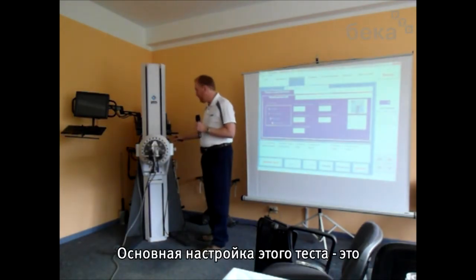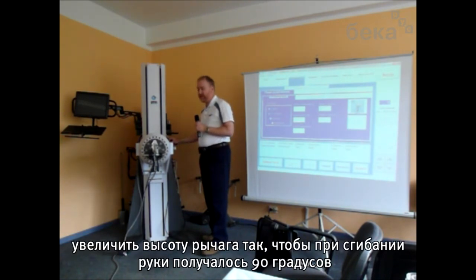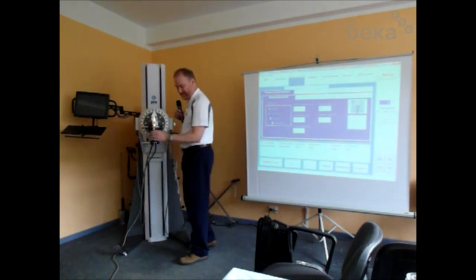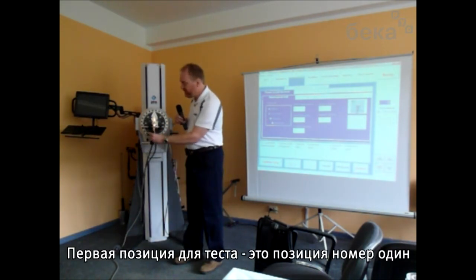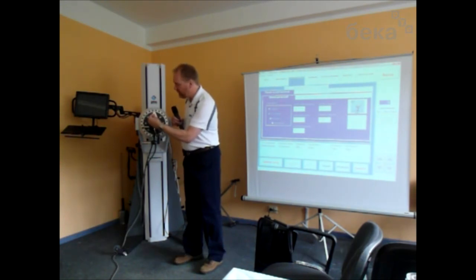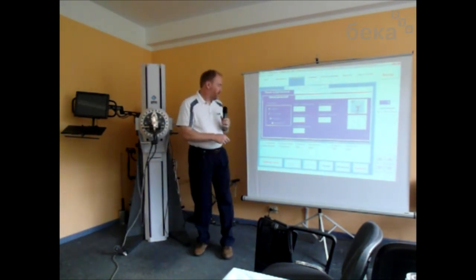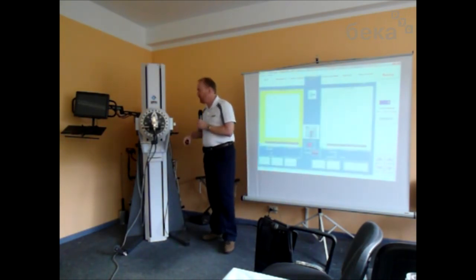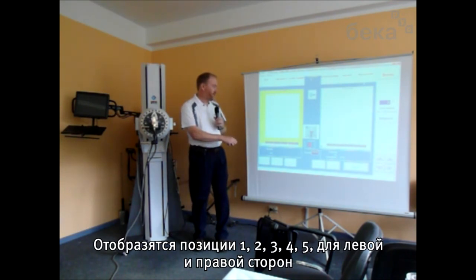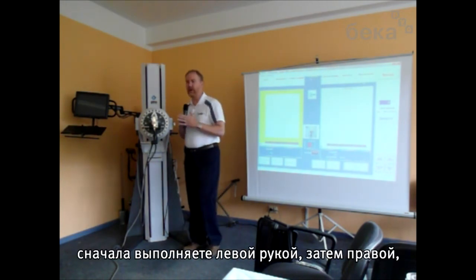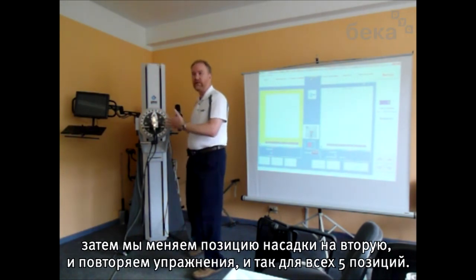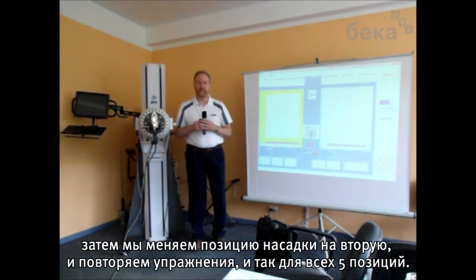So the typical setting for this test is to adjust the height so that when the person is grasping the handle, the elbow is at 90 degrees of flexion. Okay. So the first test position is position number 1. Go ahead and go to the evaluation tab. So it's going to show positions 1, 2, 3, 4, and 5 for the left side and the right side, and we'll alternate back and forth. So we'll do trial 1 left, and then we'll do trial 2 on the right side, then we'll change it to position 2, and then repeat the process until we have all 5 positions done.